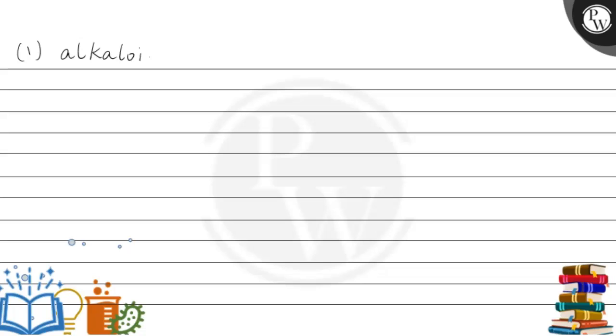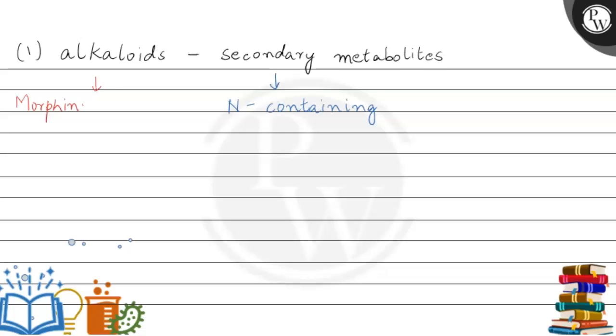So alkaloids are also types of secondary metabolites, but they are nitrogen containing secondary metabolites. And there are several types of alkaloids present, like morphine, then we have codeine. So these are types of alkaloids.